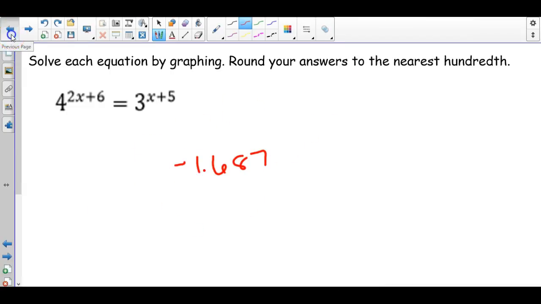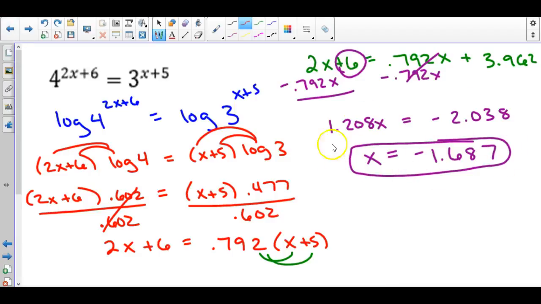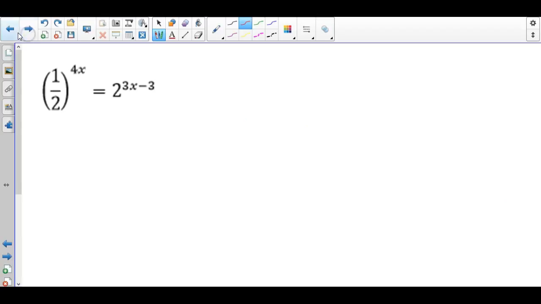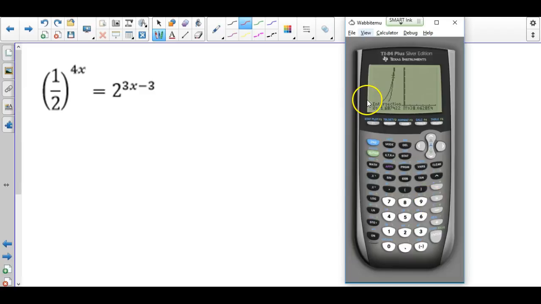So instead of going through all that work that we did before, we still obtained the same answer in this problem, but this way was solved using a graph. And I'm going to do one more of those. So what I'm going to do is go to y equals again. And instead this time I have 2 different equations. So in for y1, instead of 1/2, I can use 0.5 to the power of 4x. And then in for y2, I'm going to put 2 to the power of 3x minus 3. So we still could do this algebraically, but we're just going to do this with the graph. I'm going to hit graph and see if my current window is going to work.